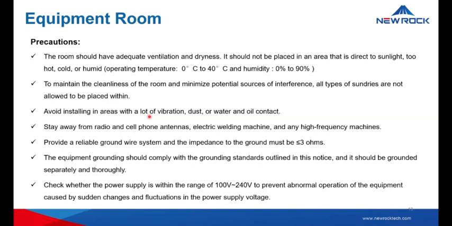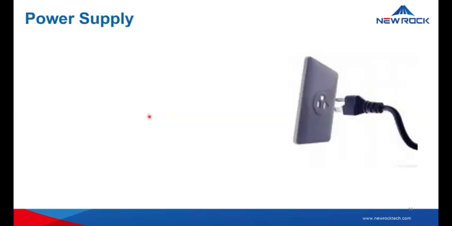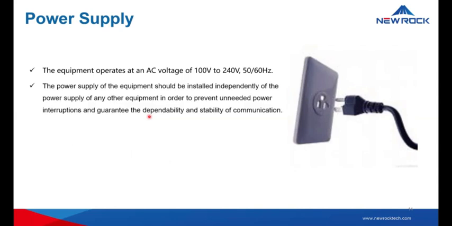Okay, so power supply is really very important. We need to have a reliable power source. The equipment operates at an AC voltage of 100 to 240 volts, at 50 to 60 hertz. The equipment should be installed on an independent power supply, which means there should be no other equipment installed on it, to maintain the stability of the communication.